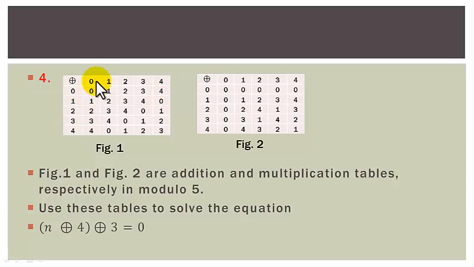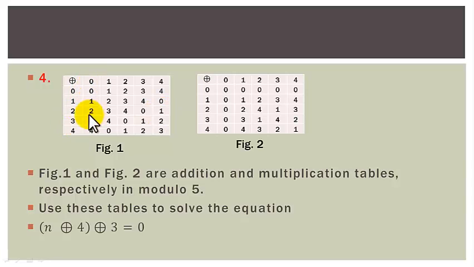Here, 2 plus 0 is 2, 2 plus 1 is 3, 2 plus 2 is 4, 2 plus 3 is 5, and 5 in modulo 5 is 0. 2 plus 4 is 6. 6 in modulo 5 is 1. That is, when you divide 6 by 5, that will give you 1 remainder 1. So you write the remainder 1.